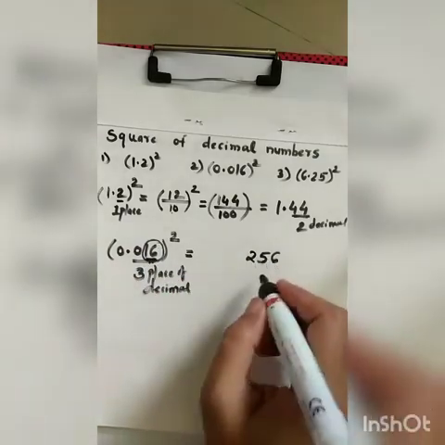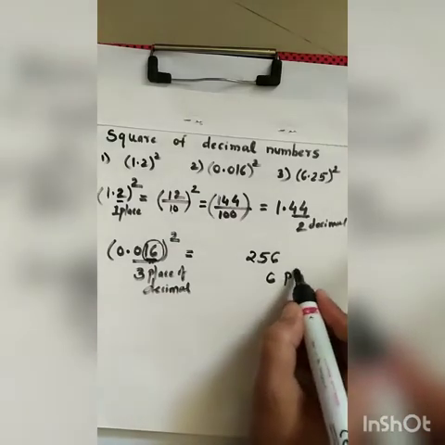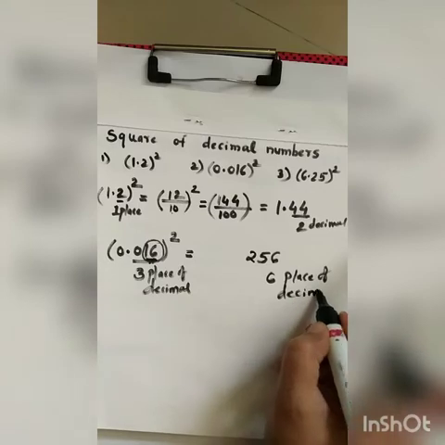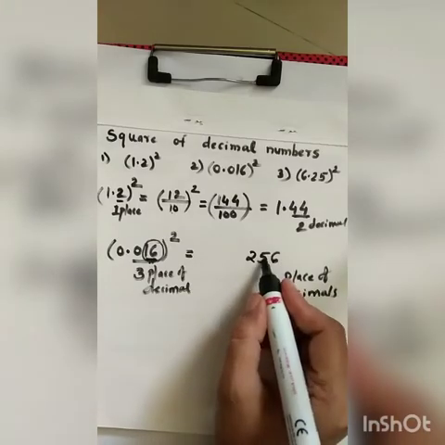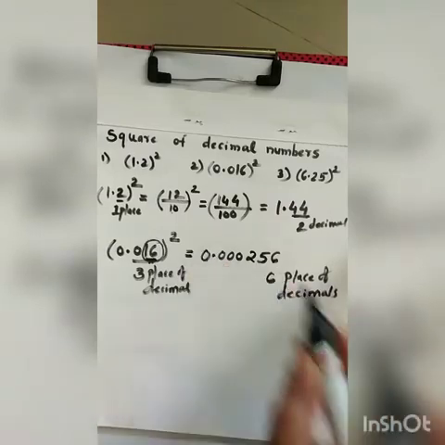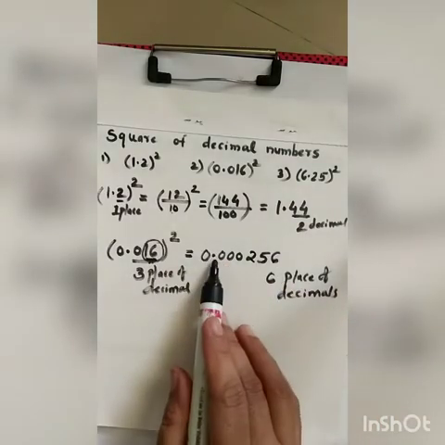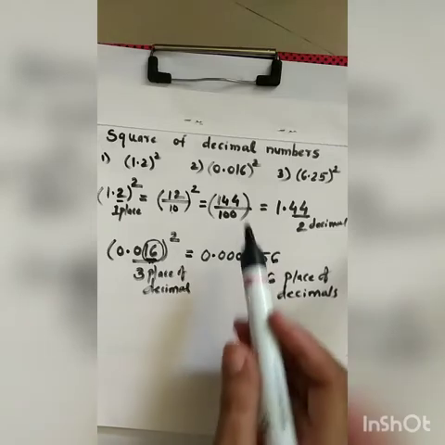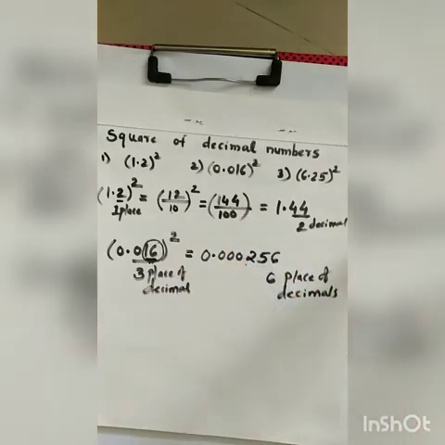Now I have to convert this number into 6 places of decimal. How to convert it? 1, 2, 3, 4, 5 and 6. So your answer is 0.000256. Okay, so whatever method is convenient for you, you can go by that method.